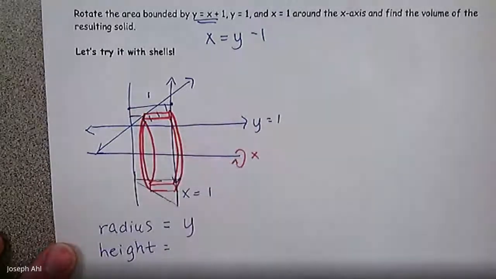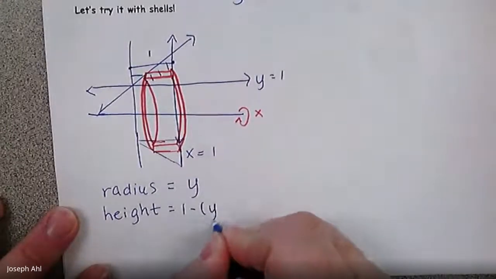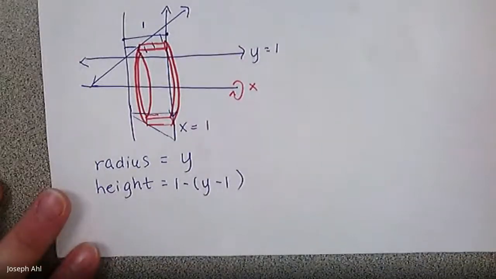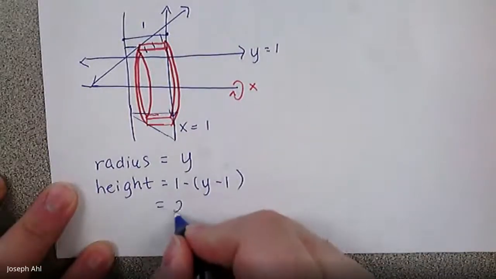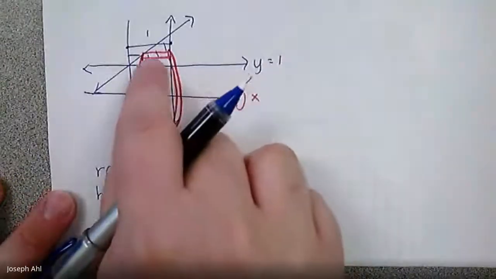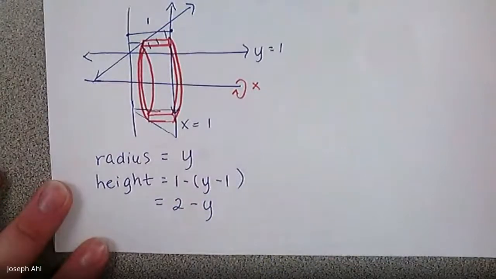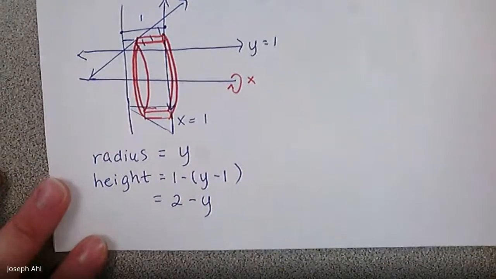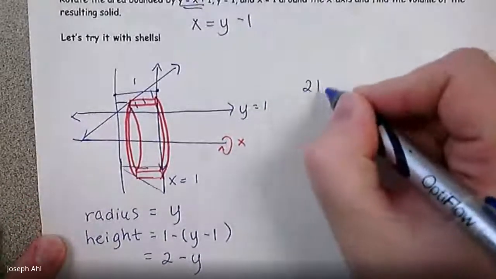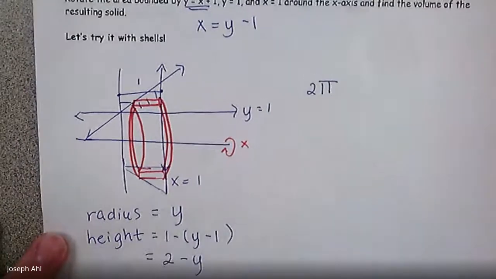So if this to the line is y minus 1, we're going to take 1 minus y minus 1. And if I distribute the negative there, we get 2 minus y. So the height at any given moment of the cylindrical shell is going to be represented by 2 minus y. And if I use my shell formula, remember it's 2 pi on the outside whenever you're using a shell, because 2 pi RH is the surface area that we're taking.